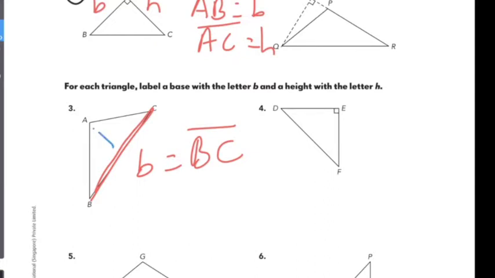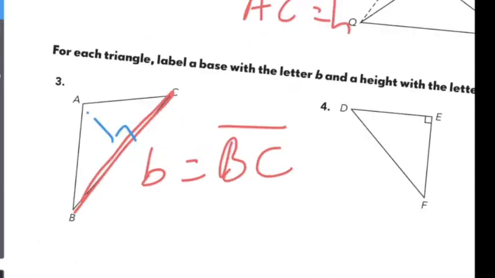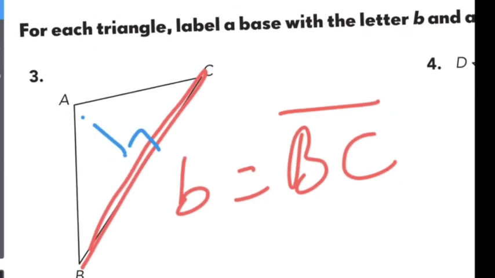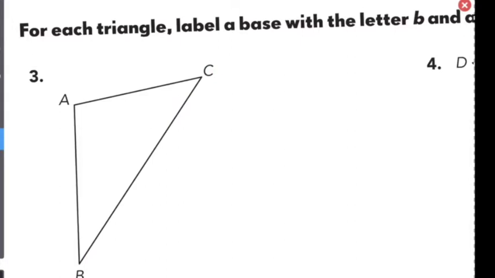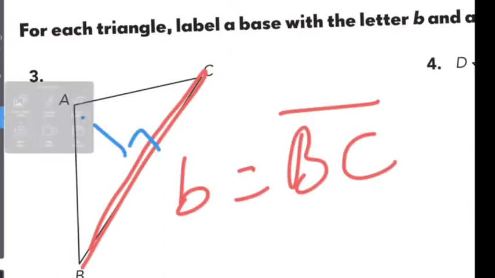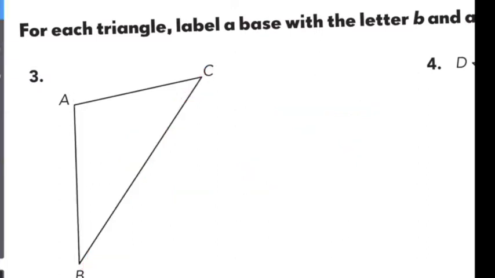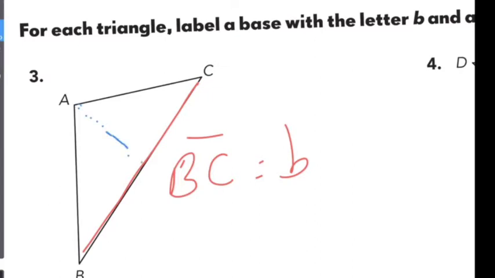It's kind of hard to draw here, so let me make this a little bigger, erase that, and just redo it. BC is going to be my base, and then the easiest way is to go right from A straight down, and I'm trying to make a dotted line. It's a little tricky to make a dotted line on here.